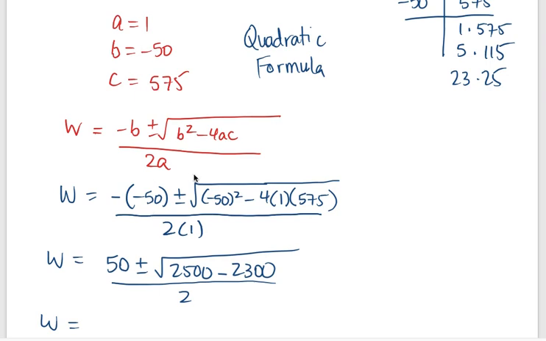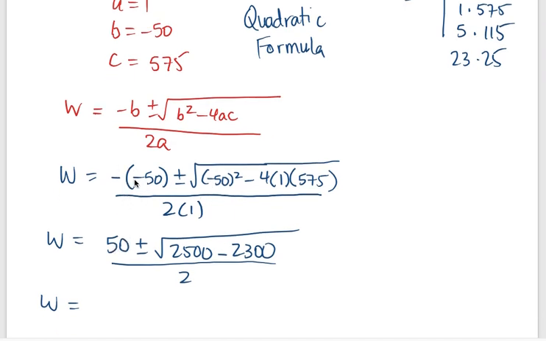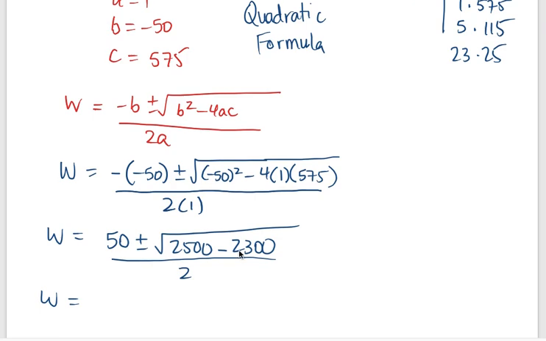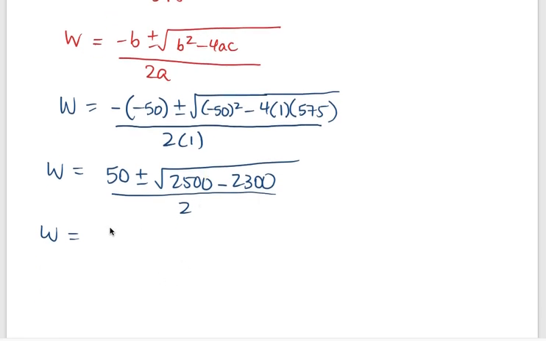Here I plugged everything in for B, A, and C, put it in the right spots, and then I'm just going through now, cleaning up. This negative makes positive, squaring that, there it is, multiplying this out, there it is, and we can just keep going here, get 200, and this is not a perfect square, so that's why it's good that we use the quadratic formula here.